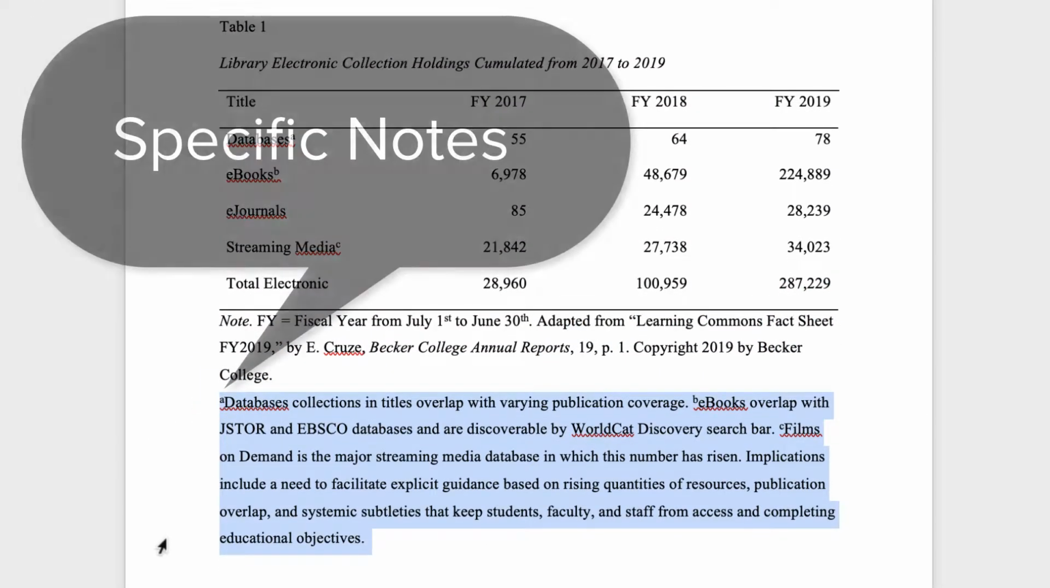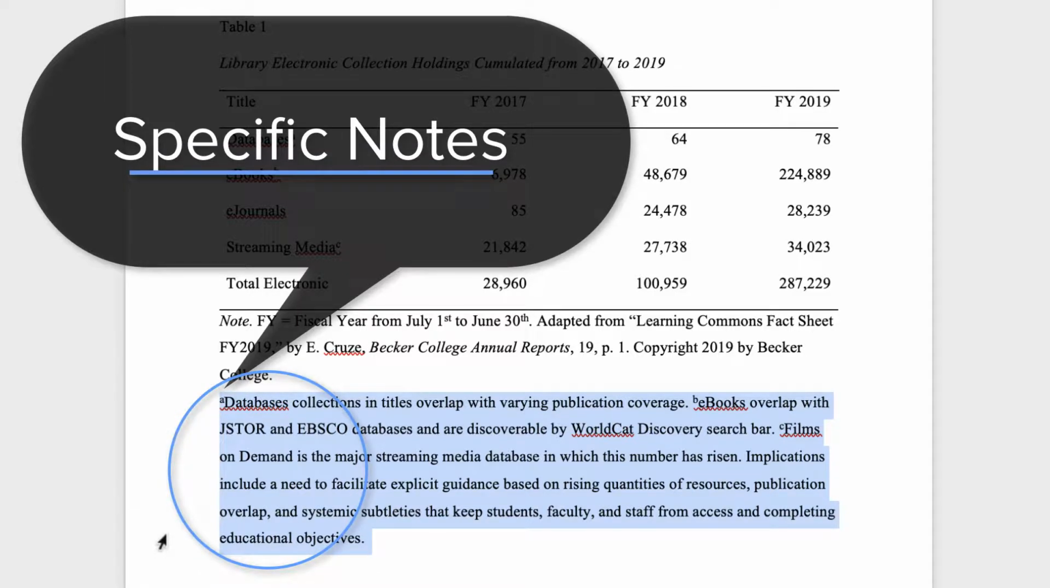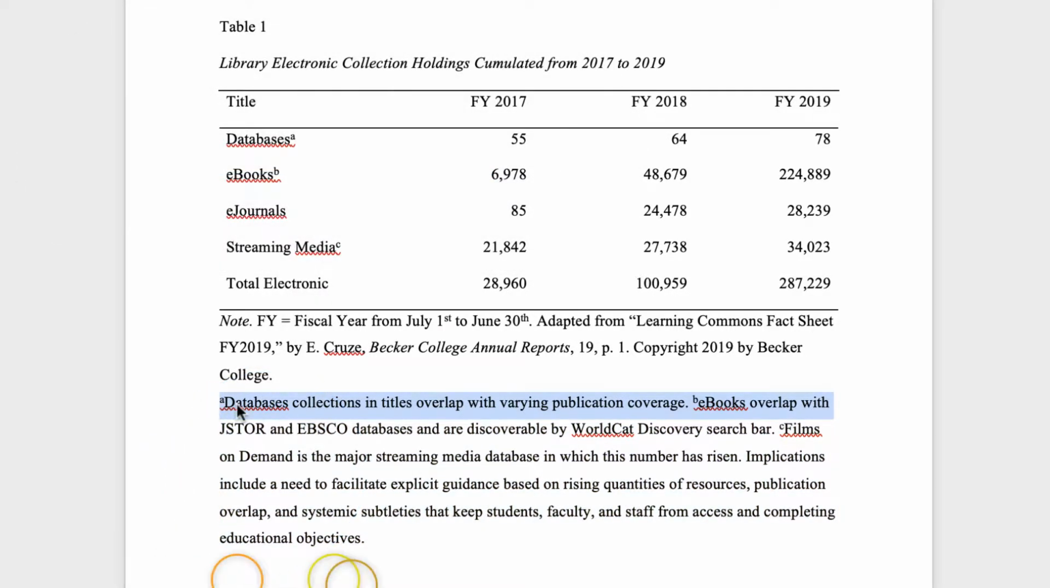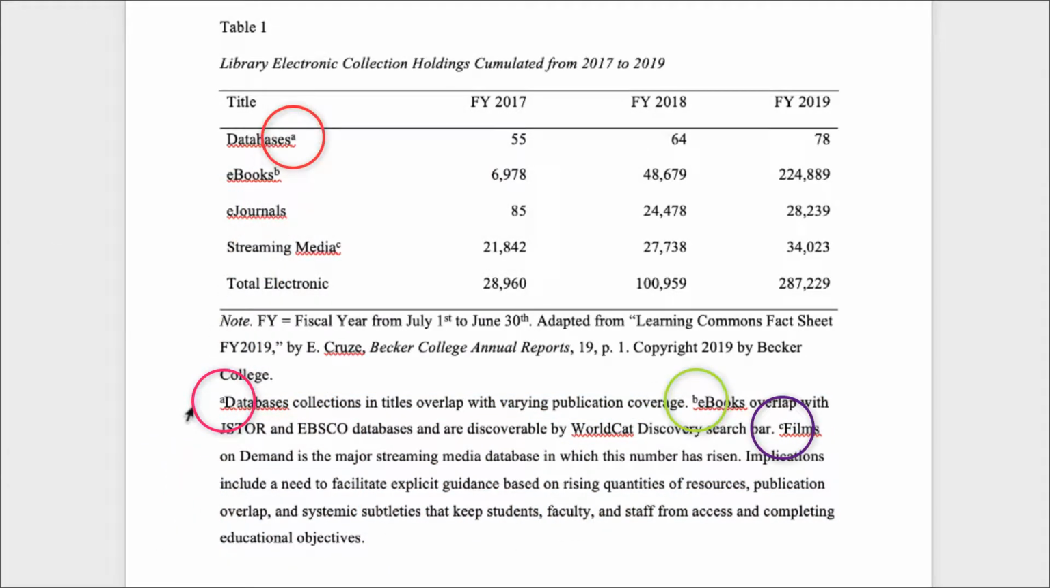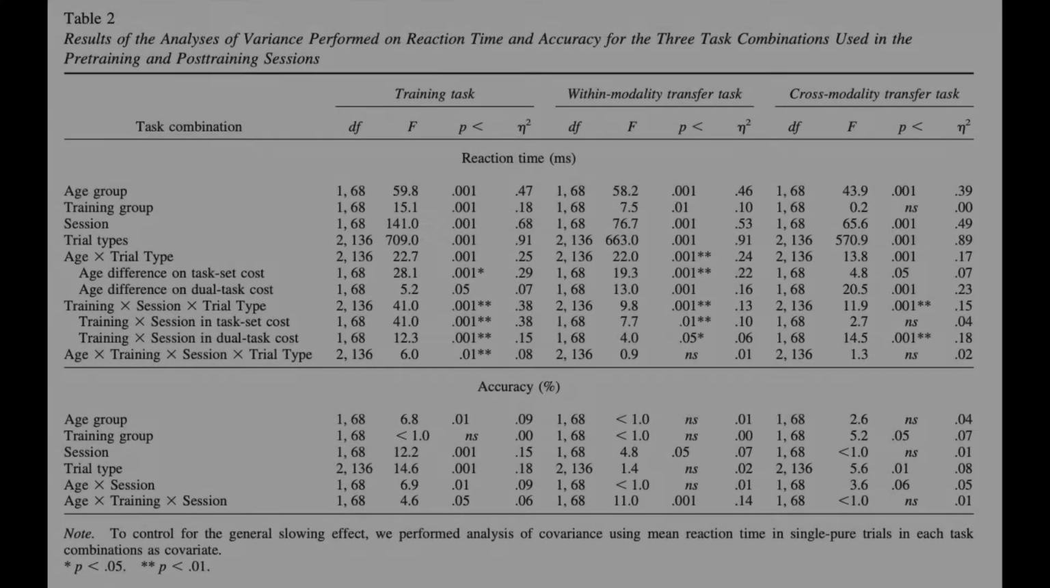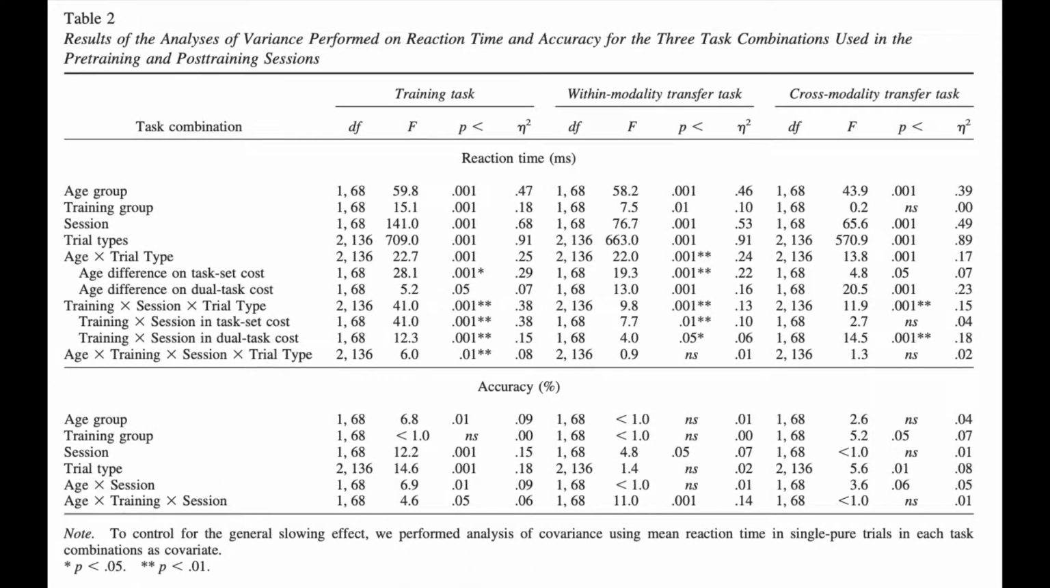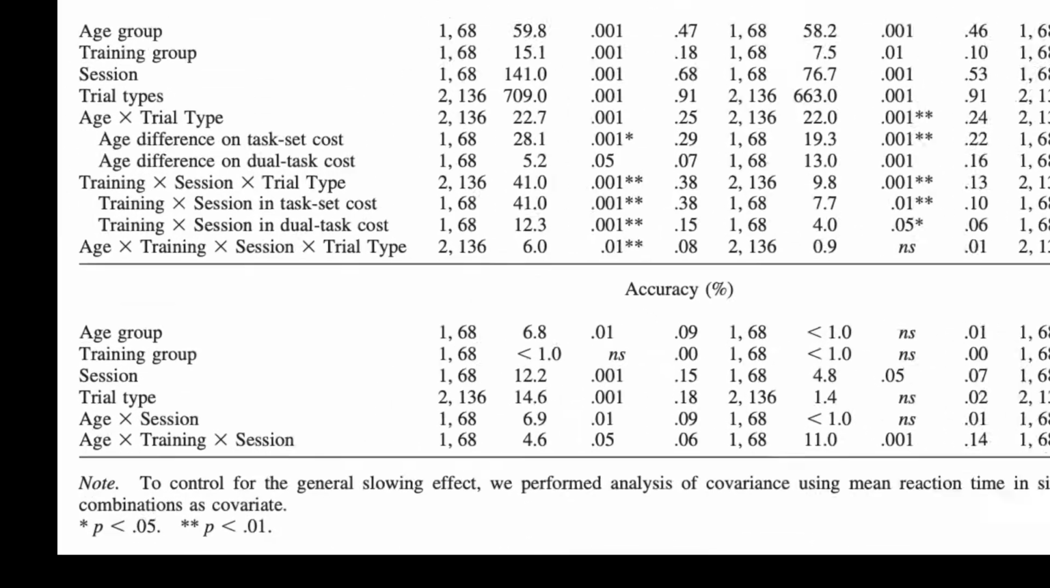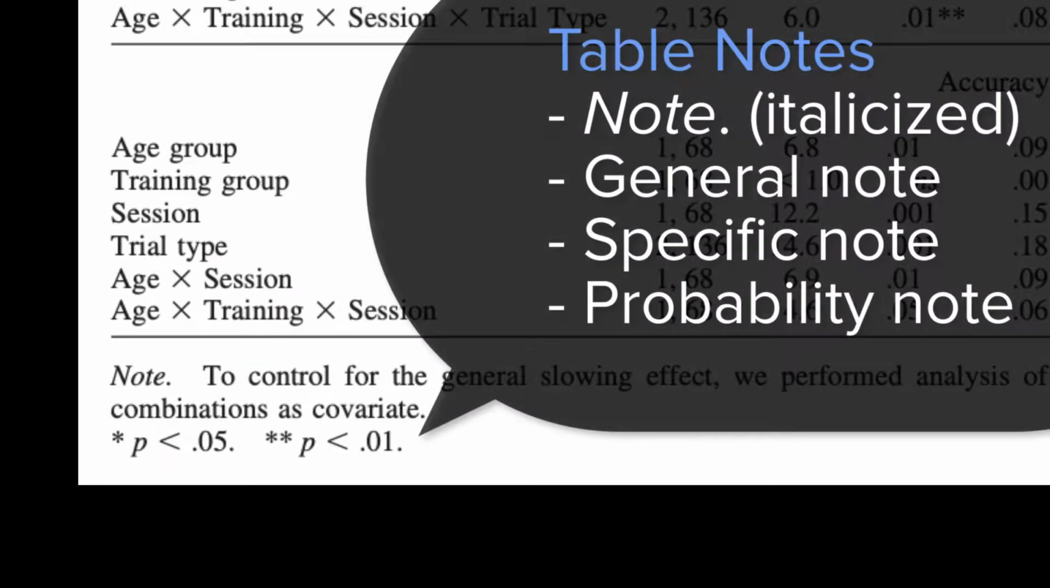The specific note uses superscripted lowercase letters leading from the table data to explain details. Notice how the matching superscripted letters are linked to the data they explain. Let's look at this table example by Burr. This is the probability note in which p-values are indicated with an asterisk or other symbols to the data.